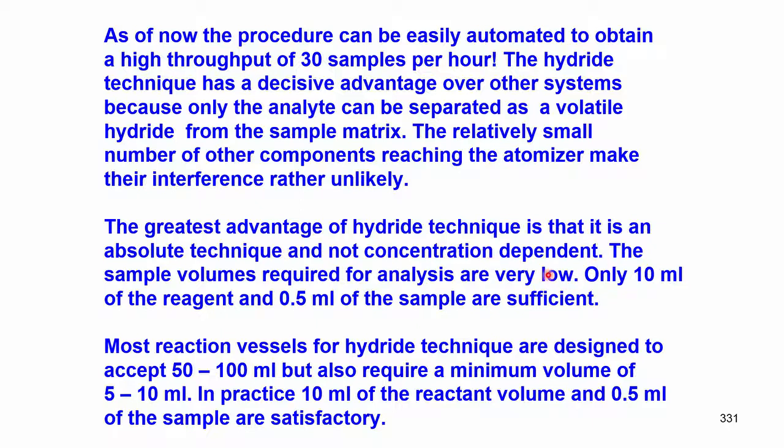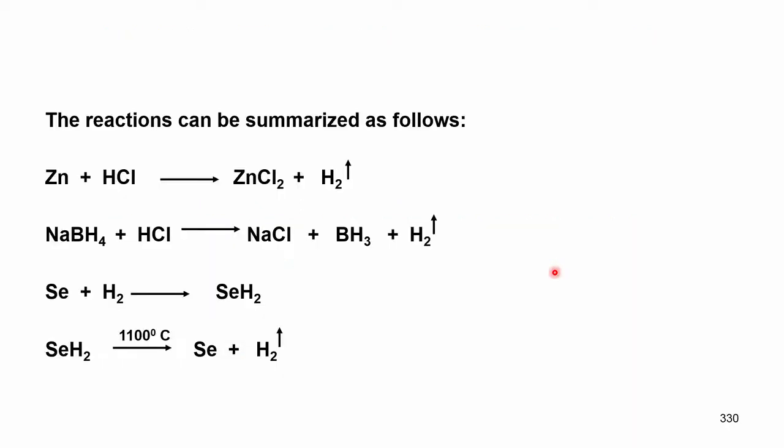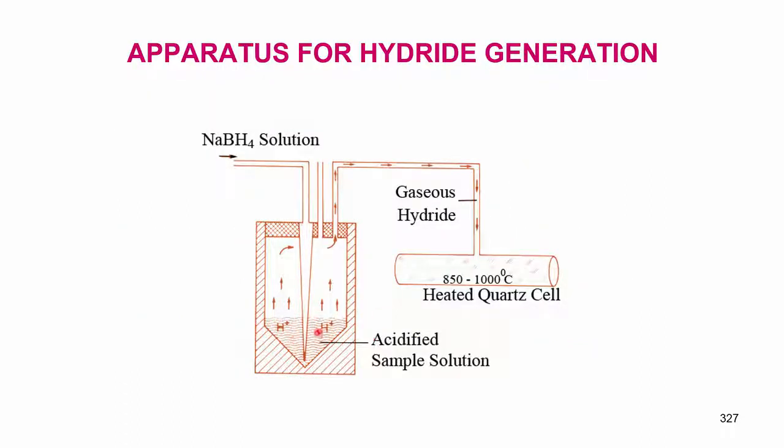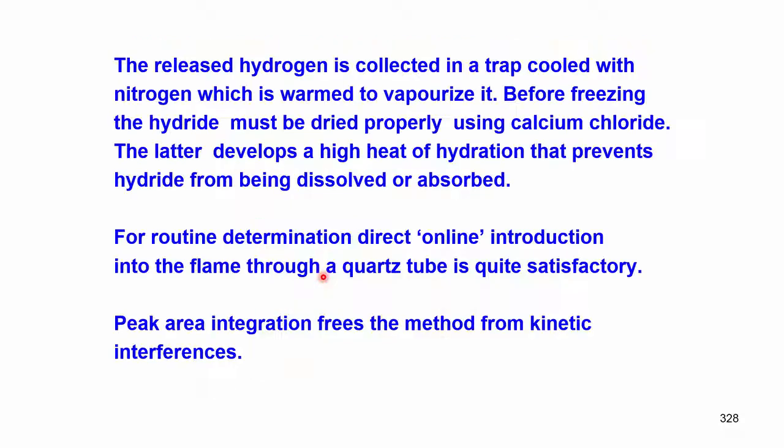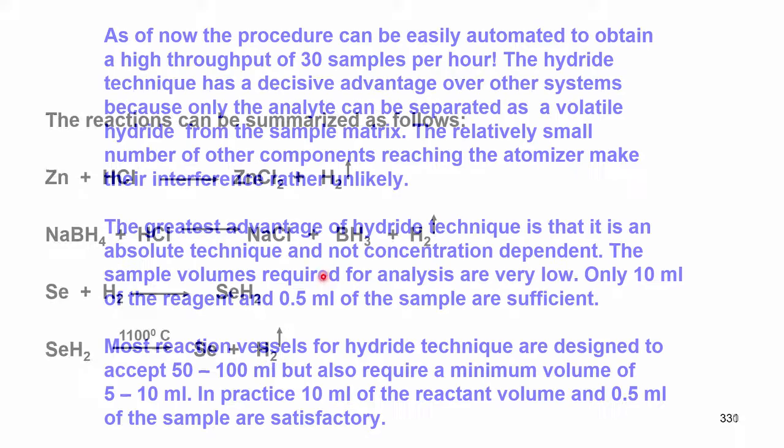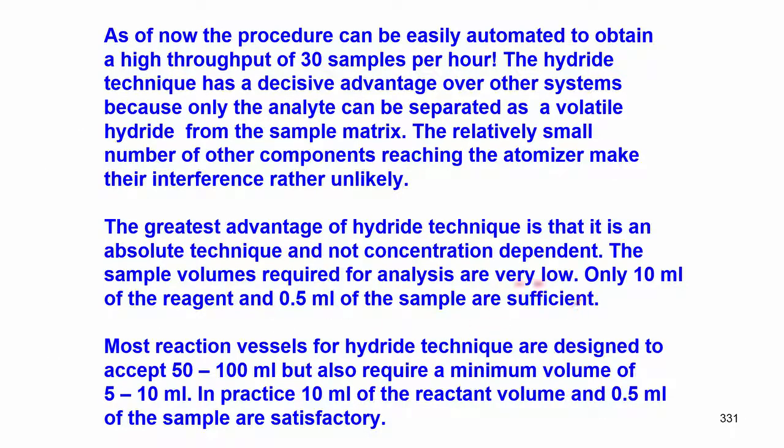I can have only 5 ml, 0.5 ml of the sample here instead of 1 ml, 10 ml, 1 liter, etc. I can reduce this, add sodium borohydride, and all of it will be converted into hydride. So, as small as 0.5 ml of the sample is more than sufficient to determine the hydride forming metals.